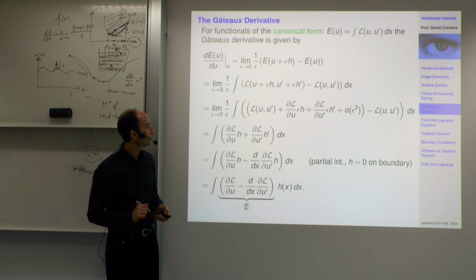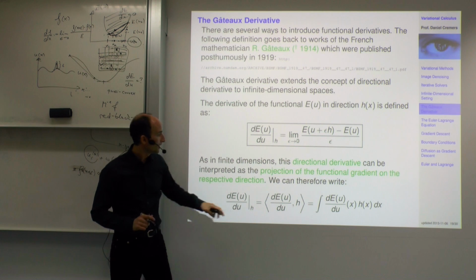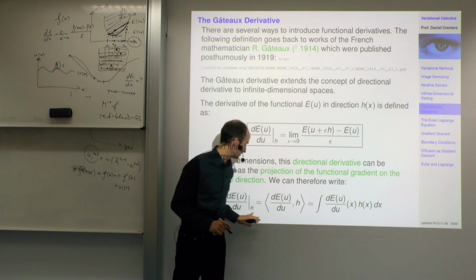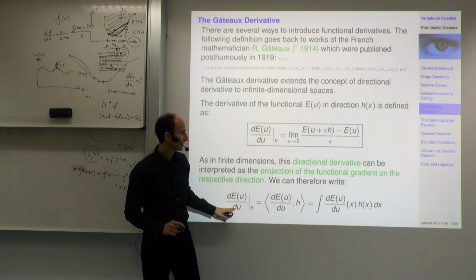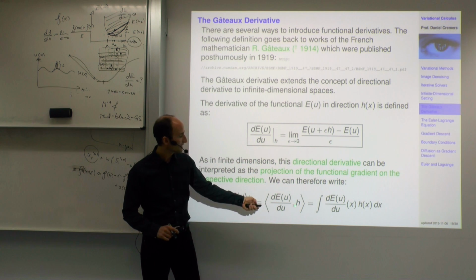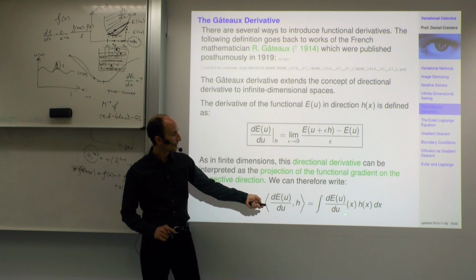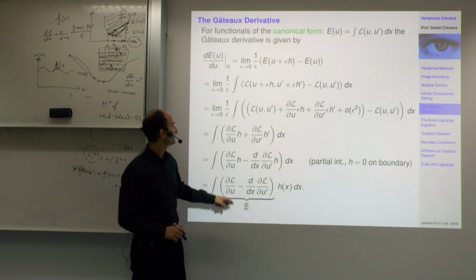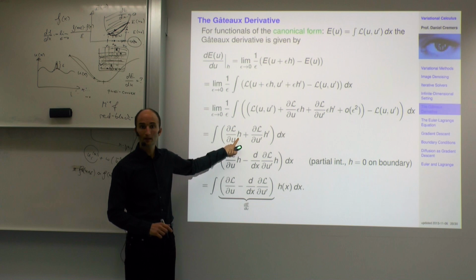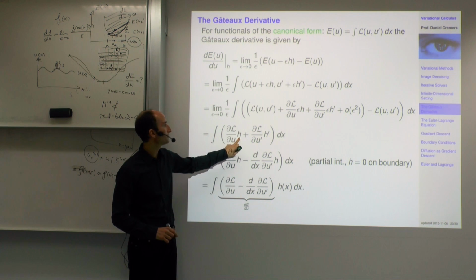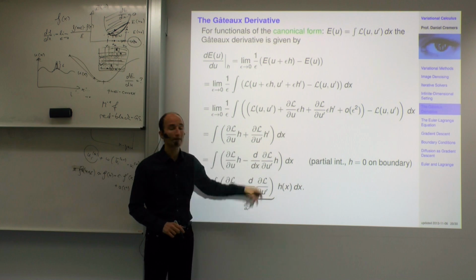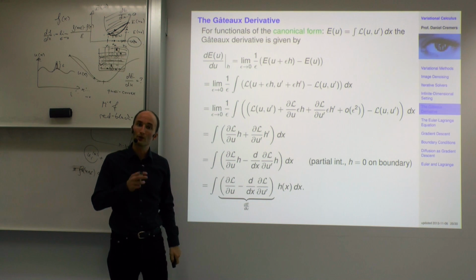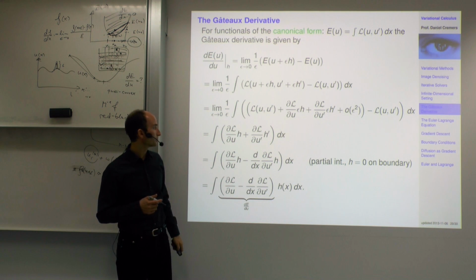And now what do we want? Let's go back one slide. We want to express that whole directional derivative as a projection onto h, so as something multiplied by h times dx. If we go here, we have that already. We have some expression multiplied by h. Here, however, we have h prime, but what can we do? We can do integration by parts.